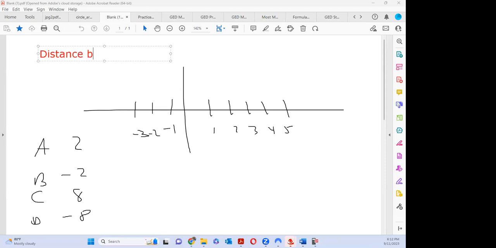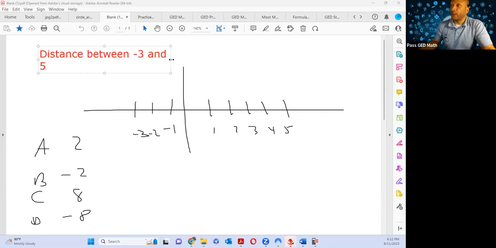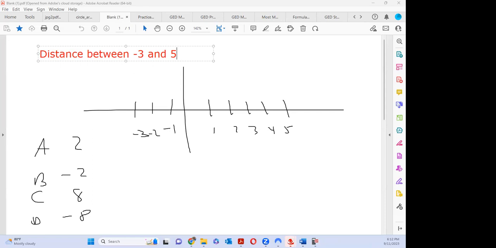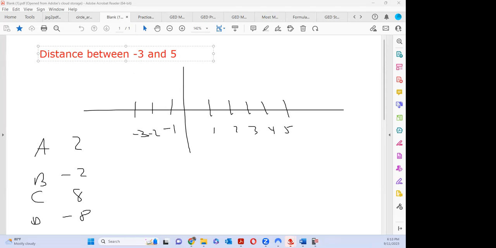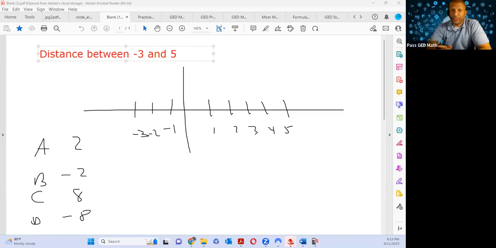8. You said 8. Anybody else? This is one of the most missed questions. What is the distance between -3 and 5? Can anybody tell me? I heard 8, and somebody texted me in the chat -8. It's 8. I heard somebody say 8 again. Any other answers? No -2s.